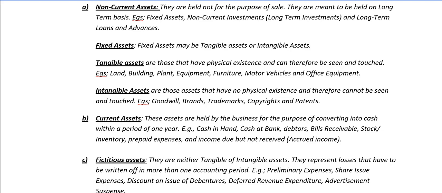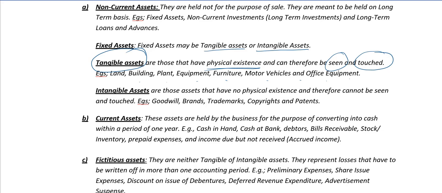Fixed asset may be a tangible asset or an intangible asset. What is tangible asset? An asset which has physical existence and can therefore be seen and touched. Examples are land, building, plant, equipment, furniture, motor vehicles, and office equipment.